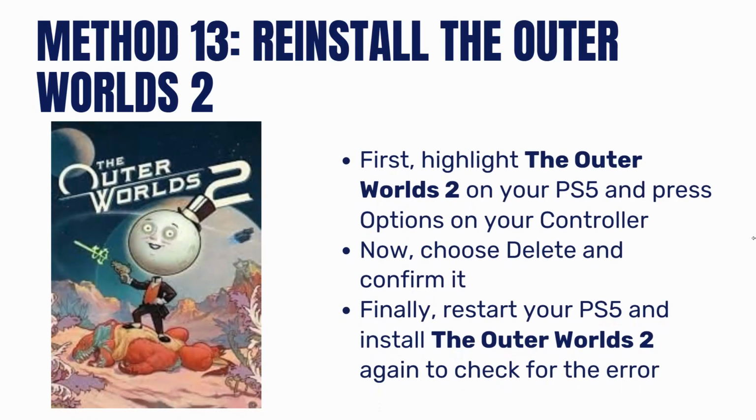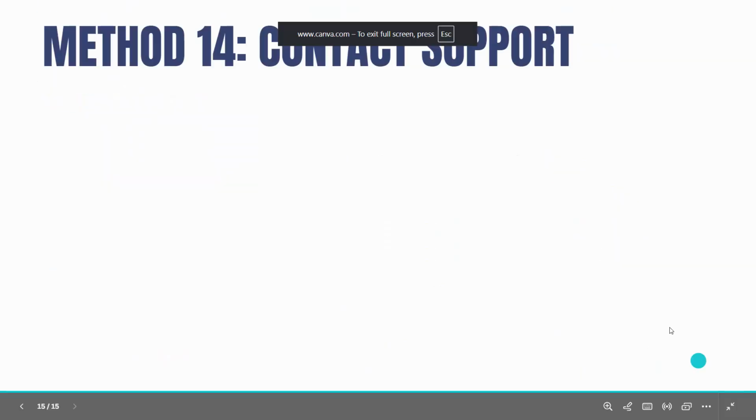Next is to reinstall the Outer Worlds 2 game. So when the previous methods don't work, you are suggested to reinstall it. For that, first highlight the Outer Worlds 2 on your PS5 and press options on your controller. Now choose delete and confirm it. Finally, restart your PS5 and install the Outer Worlds 2 again to check for the error.